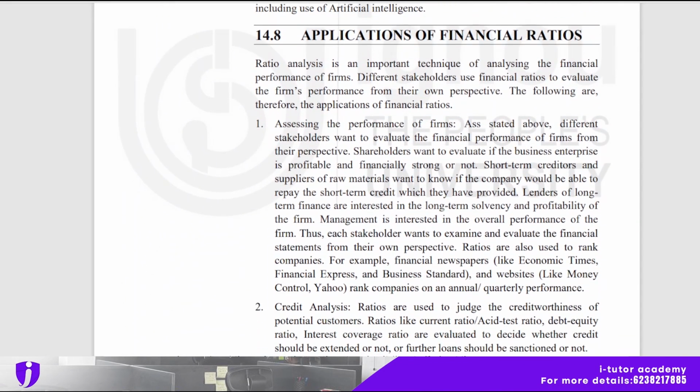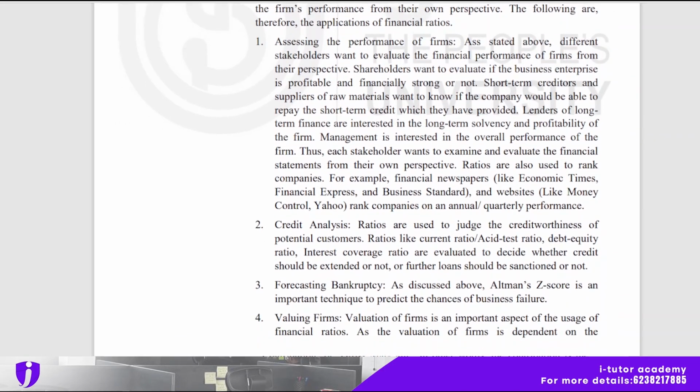Ratio analysis is an important technique of analyzing the financial performance of a firm. Different stakeholders use financial ratios to evaluate the firm's performance from their own perspective. The following are therefore the applications of financial ratios. The first one is assessing the performance of a firm. As stated above, different stakeholders want to evaluate the financial performance of a firm from their perspective. Shareholders want to evaluate if the business enterprise is profitable and financially strong or not.